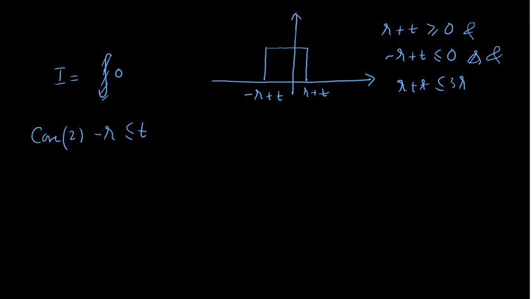So if you just take the intersection of these three, you will find that t should be greater than r and t should be less than 2r. So this is the second case. This is the second case.